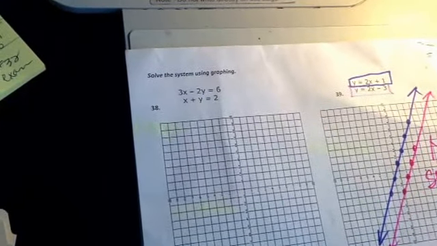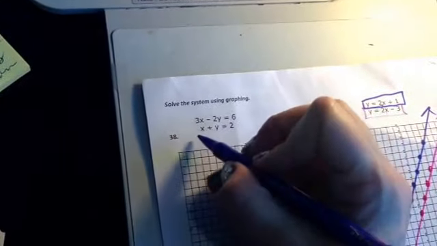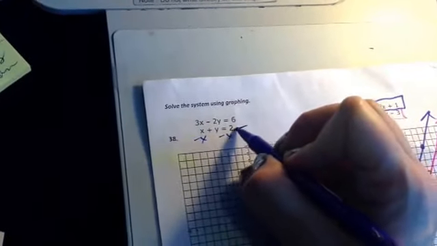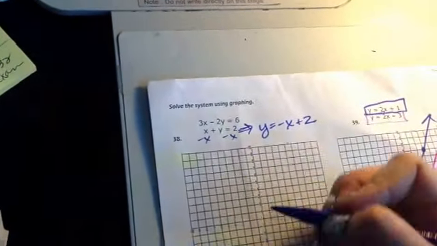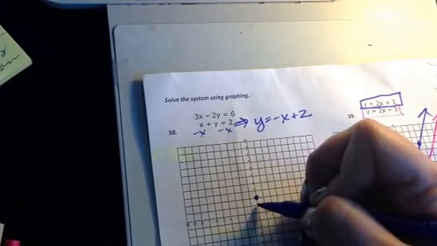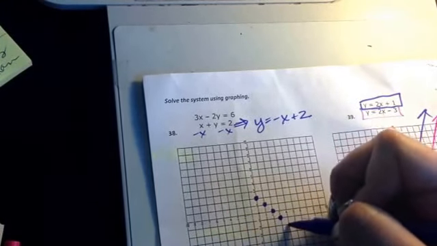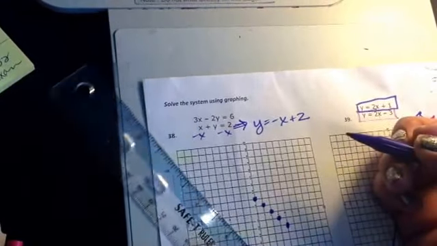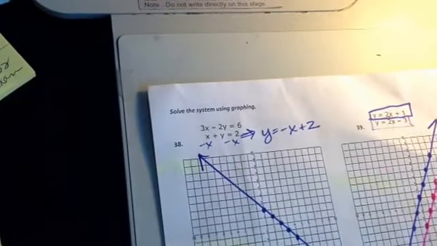Now, let me use the idea of I want a y equals mx plus b in order to graph number 38. I'm going to start with my bottom equation and subtract x. I'm going to write it as y equals negative x plus 2. Start at 2, down 1 to the right 1, down 1 to the right 1. My slope is negative 1. That's my bottom equation. I hit that one first just because it was simpler to solve for y. Took x away and that was that.